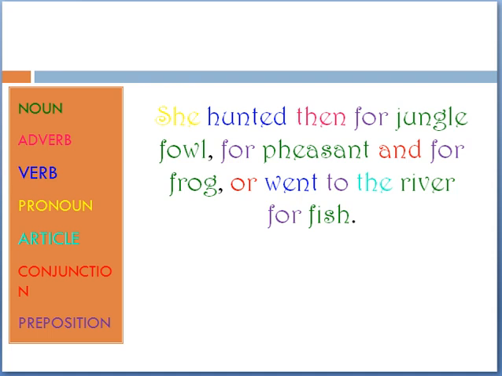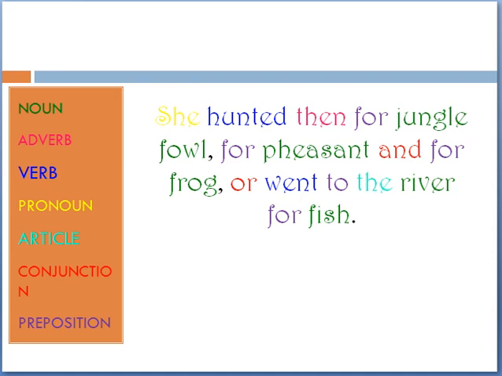The, here it is a definite article because we are talking about one particular river where the mother tiger goes to hunt for fish. So we will use the definite article the here. River is a naming word, and so it will be a noun. For fish, here for is a preposition that we have learned already, and fish is a naming word.